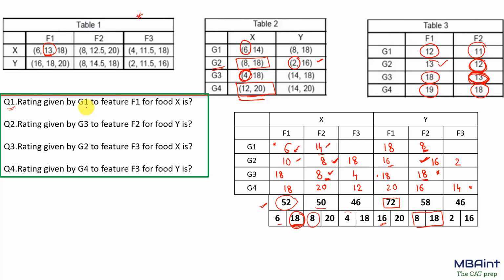Fine. So G1, F1 and X, answer is 6. G3, F2 and Y, answer is 18. G2, F3 and X, answer is again 18. G4, F3 and Y, answer is 14.